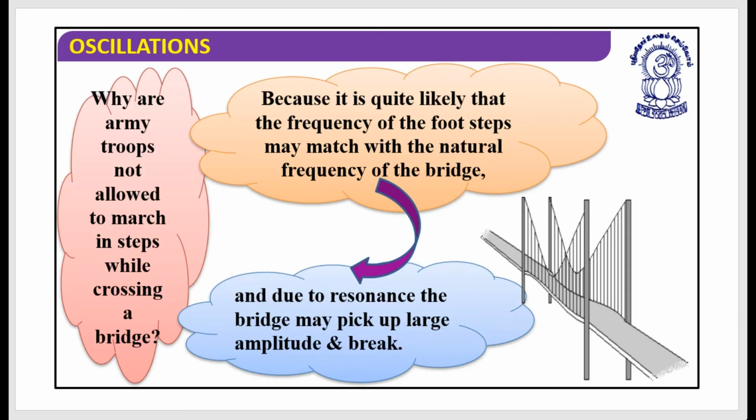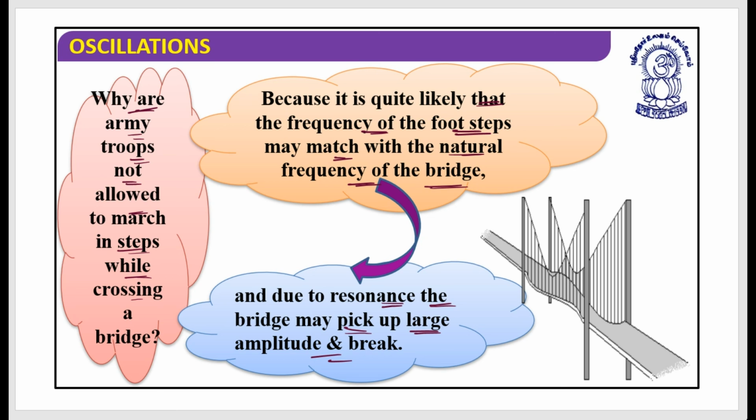Let's look at one very interesting case: why are army troops not allowed to march in step while crossing a bridge? Because it is quite likely that the frequency of the footsteps may match the natural frequency of the bridge, and if this happens, due to resonance the bridge may pick up a large amplitude and break. This is very dangerous, so they are not allowed to march when they pass through a bridge. I hope this is clear.